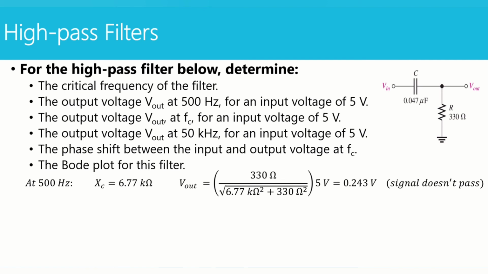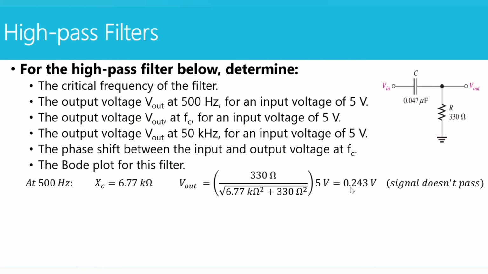So at 500 Hertz, we're first going to calculate XC and we're going to get 6.77 kiloohms for XC at this frequency. Then we're going to plug in that value into our voltage divider to figure out the output voltage that would occur at this frequency. So we're going to have 330 ohms divided by the square root of 6.77 kiloohms squared plus 330 ohms squared times our input of 5 volts. Keep in mind that the units here are ohms, kiloohms, and ohms, so make sure that you type all of that into your calculator properly when you're checking this equation.